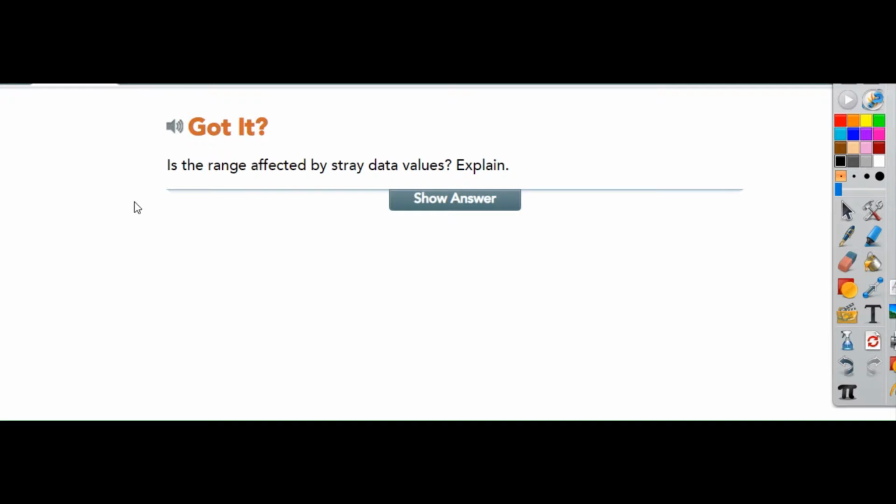Now, is the range affected by stray values? Please say yes. Because if you have an outlier that's a higher value, it's going to increase your range. We saw that in the first part. So go ahead and answer that question in your notes book.